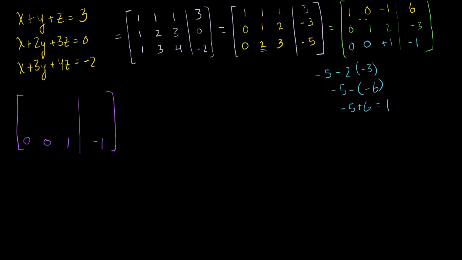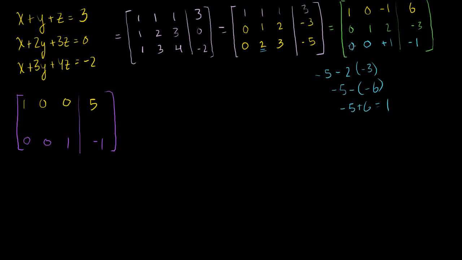So what do I get? 1 plus 0 is 1. 0 plus 0 is 0. Minus 1 plus 1 is 0. 6 plus minus 1 is 5. Now I want to zero this row out. And to zero this row out, I'll replace it with the second row minus 2 times the first row. Right?